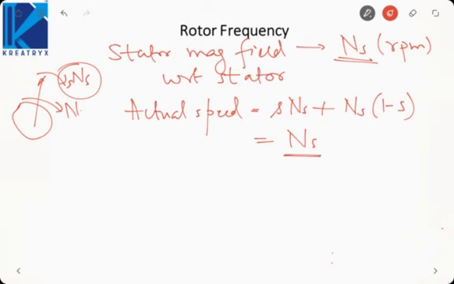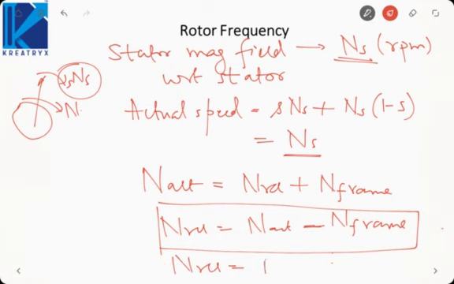The rotor magnetic field rotates at s into ns speed with respect to the rotor. The rotor itself rotates at ns into (1 minus s). So the total speed of the magnetic field is ns, which is the synchronous speed at which the stator magnetic field also rotates. So remember, actual speed is always relative speed plus speed of frame of reference, and relative speed can be written as n actual minus n frame. If both are in the same direction, then this minus sign will apply. If both are in opposite directions, relative speed will be n actual plus n frame. If the rotor magnetic field and the rotor are rotating in opposite directions, then the relative speed will be the sum of the two. If two bodies are moving in opposite directions, relative speed is the sum of their speeds.